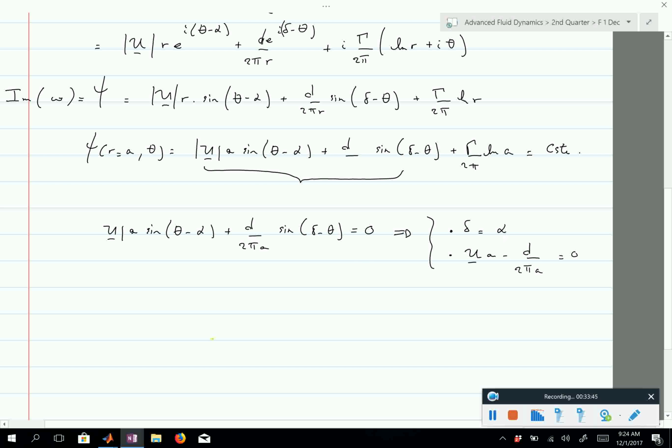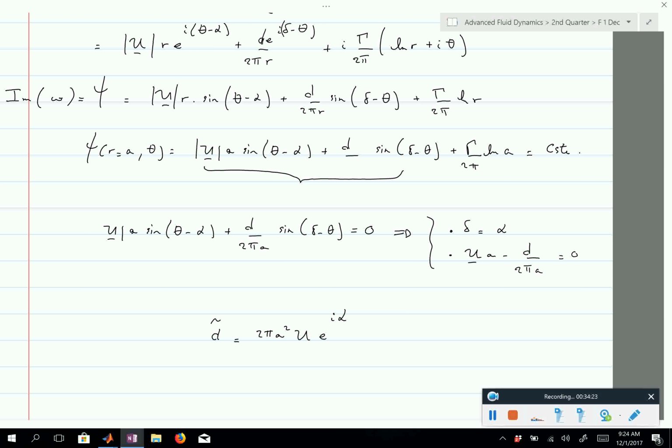So if you finish off that, then you see that your complex D needs to be equal to 2 pi A squared U exponential i delta, i alpha. Okay? So the 2 pi A squared U, this is what we got before, when alpha was equal to 0. So if you go back to your notes for a cylinder, we identify the value of the dipole.